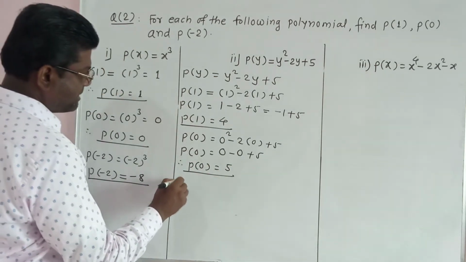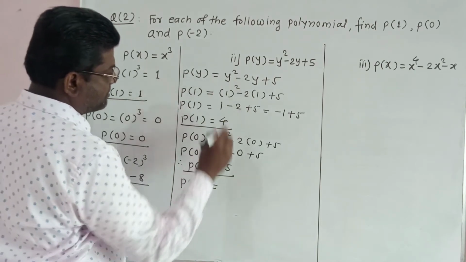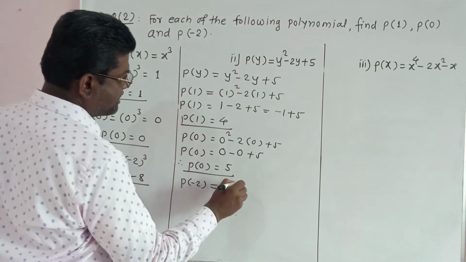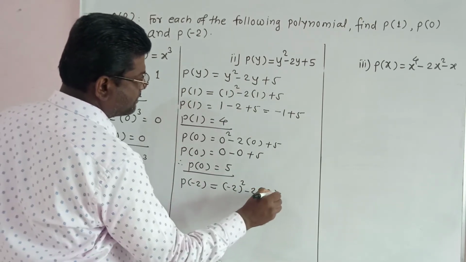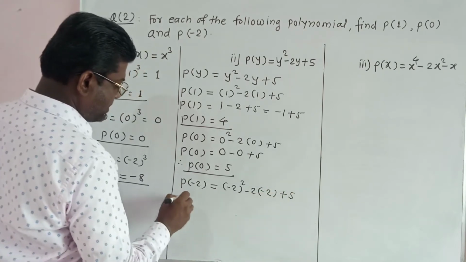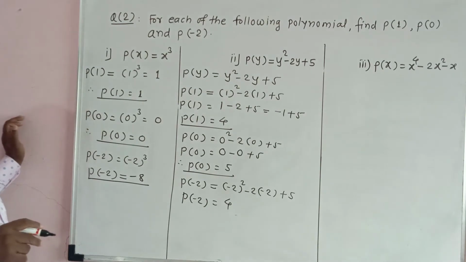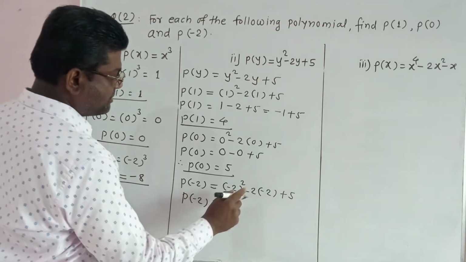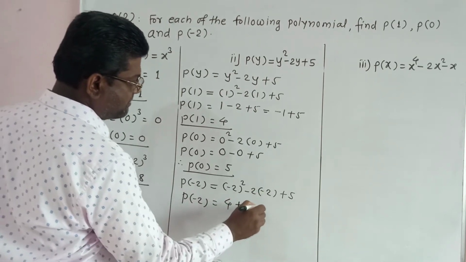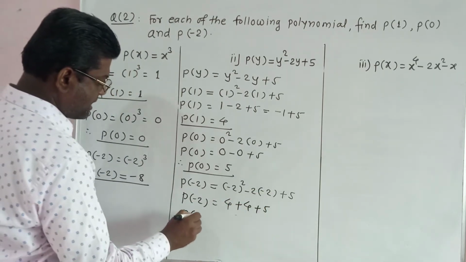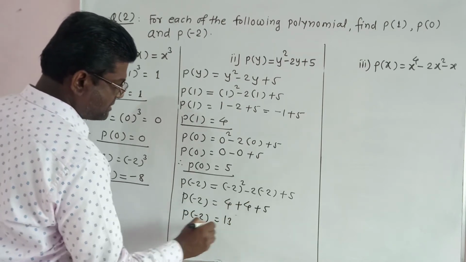Now p of minus 2. P of minus 2 is equal to, put y is equal to minus 2, that is minus 2 square minus 2 into this y value minus 2 plus 5. P of minus 2 is equal to minus 2 square is plus 4. This minus will be plus 2 into 2 is 4 and plus 5. So p of minus 2 is equal to 4 plus 4, 8. 8 plus 5 is 13.